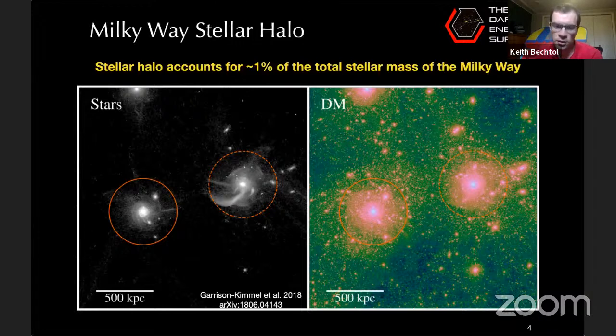So this visualization is a simulation where on the left panel you can see the stars, and on the right panel you can see the associated dark matter halo of these two nearby galaxies. You could think about this as a representation of what the Milky Way and the Andromeda, these two nearby galaxies, would look like in terms of their structure. You can see that the stellar halo is quite extended, and there's all these interesting structures, and these, in many cases, map onto invisible dark matter structures.